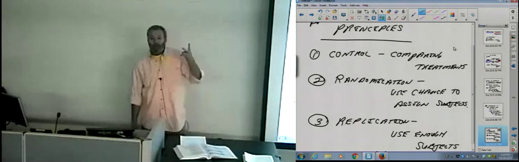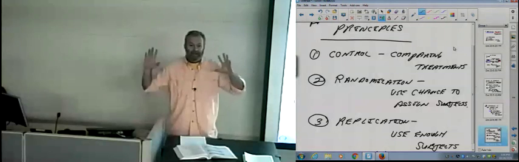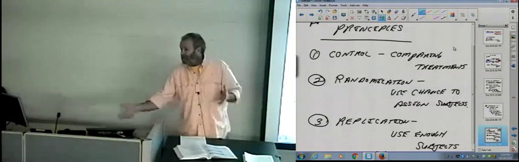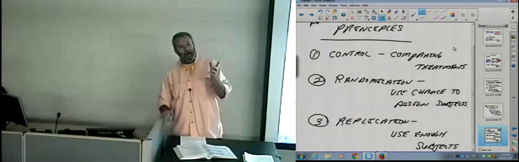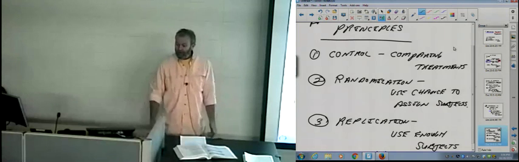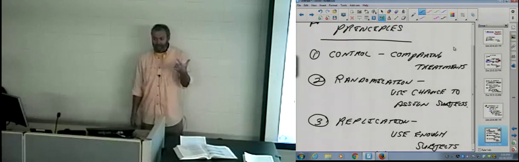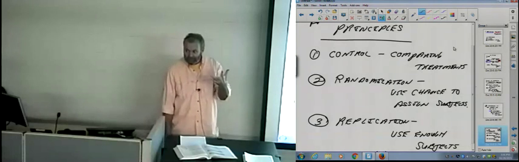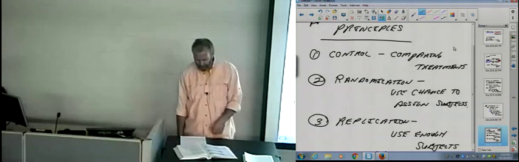Okay. On test number 2 coming up, I don't know when that is. We're getting closer and closer. This is one of the questions. Which of the following is not a principle of experimental design? Well, 3 of them are control, randomization, and use enough subjects, right? Replication.